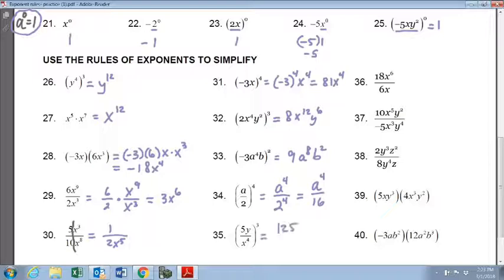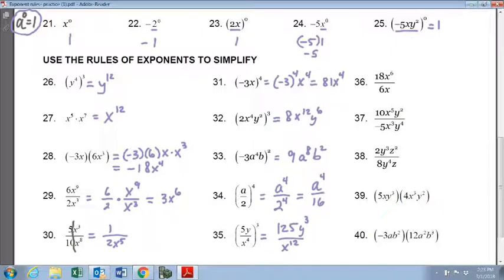All right, on number 35, 5 cubed is 125. Y to the 3rd power, make sure you put that 3 there. And then we have x to the 4th to the 3rd power, power to a power. So we'll multiply and we get x to the 12th.